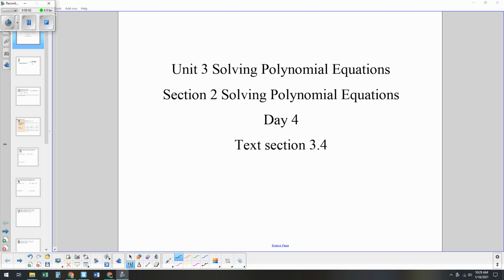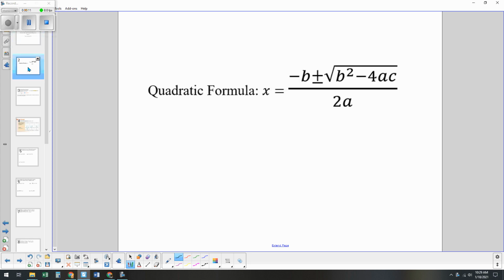This lesson is for day 4 of Unit 3, Section 2. We're going to be covering the textbook section 3.4. This section is about the quadratic formula. And the quadratic formula is a way to solve for x. It always works for every single quadratic equation.